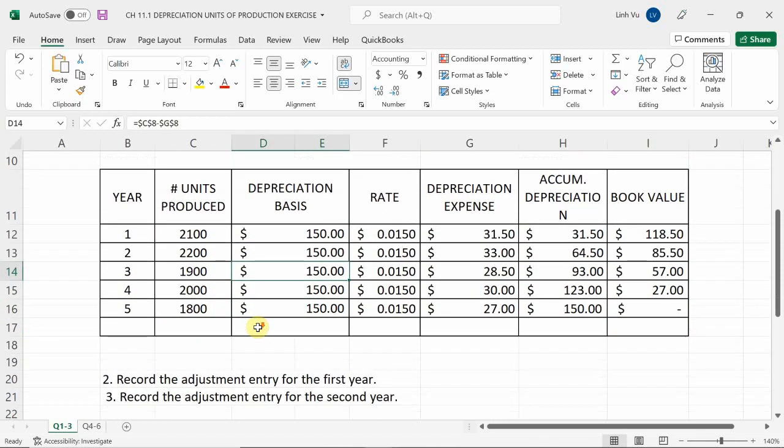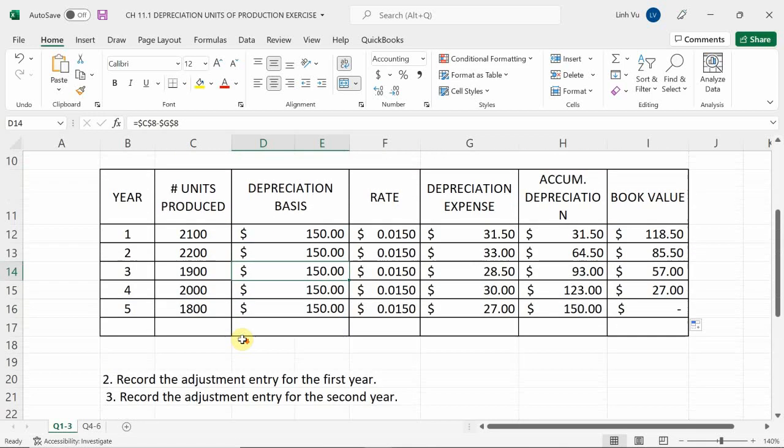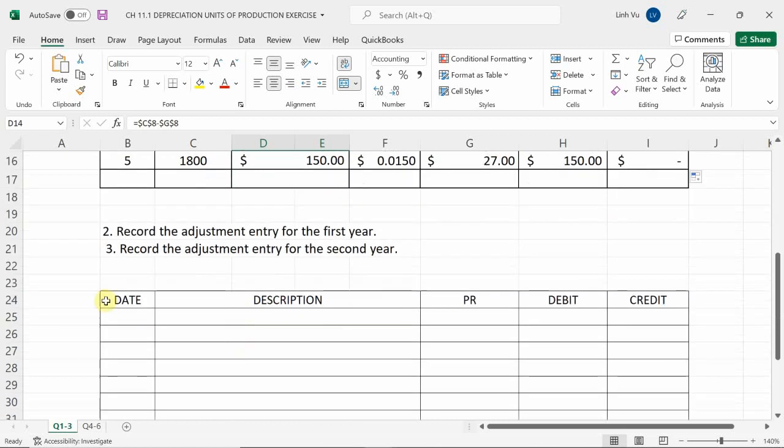Good. All right. So question 2 and question 3 say, let's go ahead and record the adjusting entry for the first year, and then question 3 is for the second year. Okay. So how do I record my depreciation for the first year? It'll be depreciation expense, and then accumulated depreciation. Good.